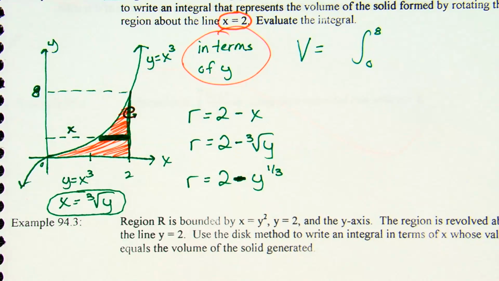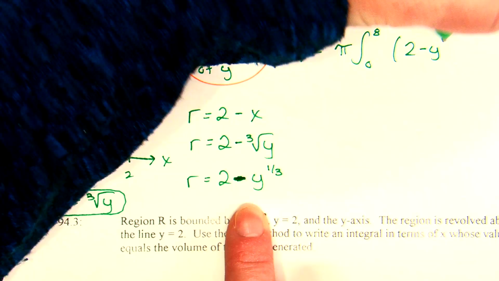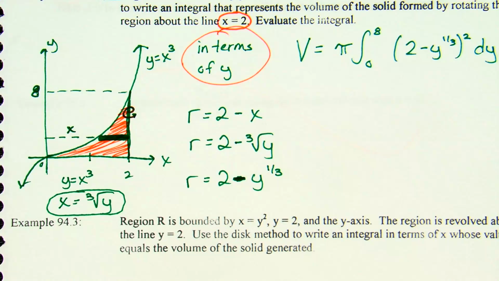What do we need out front somewhere? Whether it's before or after your integral, I don't care. Okay, yep. So the radius we just came up with is 2 minus y to the 1/3, whole thing squared, and then officially times a dy.